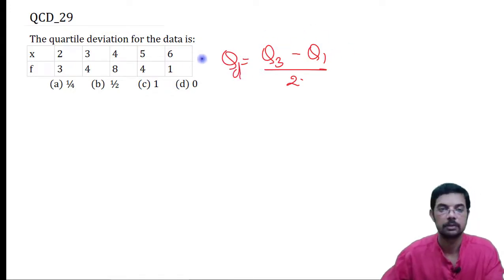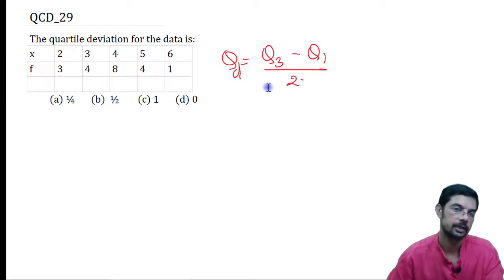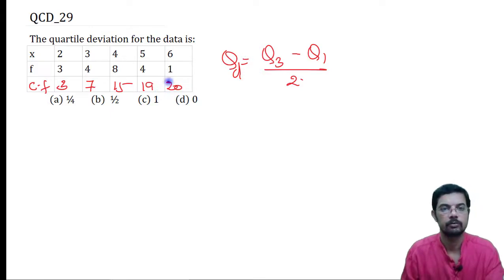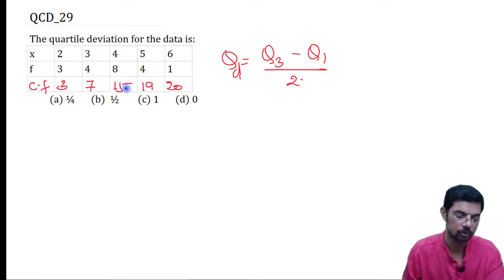For that purpose, we need to prepare another table of cumulative frequency. What is the cumulative frequency? When we add the numbers, we have 3, then 3 plus 4 is 7, then 15, then 19, and plus 1 is 20. So the total number of observations is 20. Here n is equal to 20.